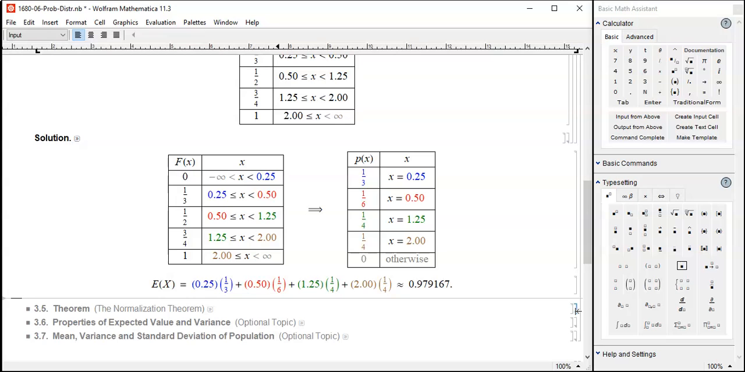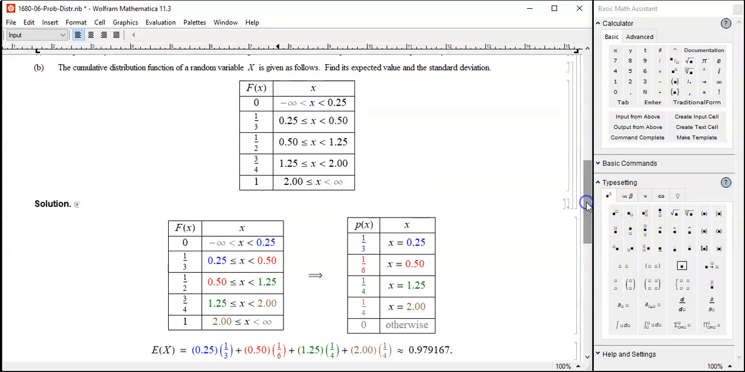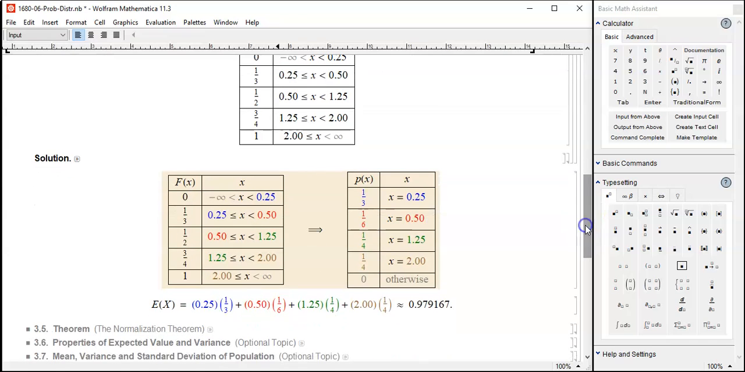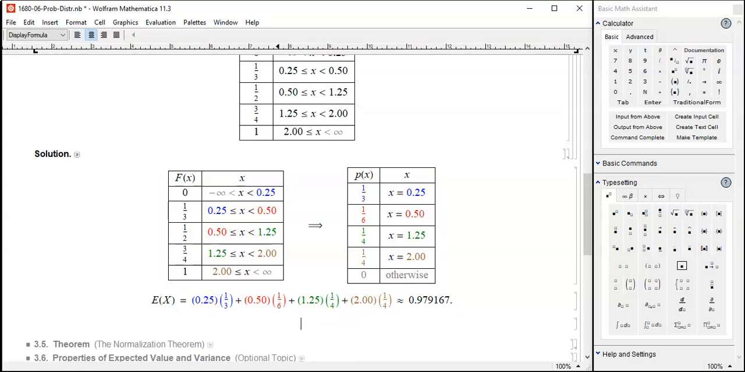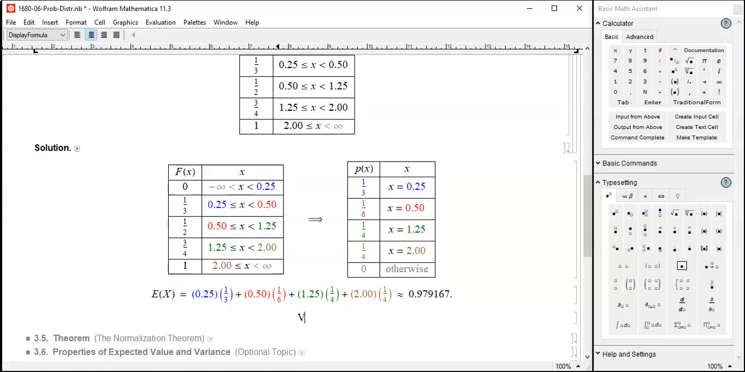Does it make sense? From the CDF directly, you can't do it. So you have to get the PMF first. And then from the PMF, you can put everything into this expected value formula, and then you can calculate. It's easy. Multiply, multiply, multiply, multiply, and adding them all up. Now, how about the standard deviation? Well, let's calculate the variance first.